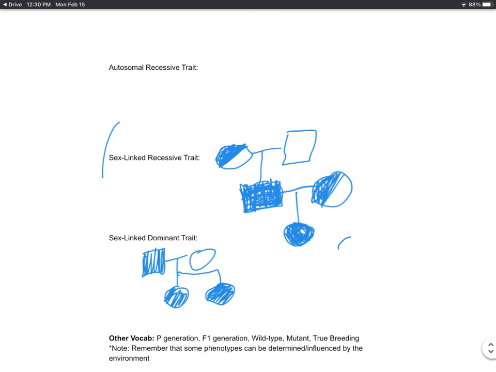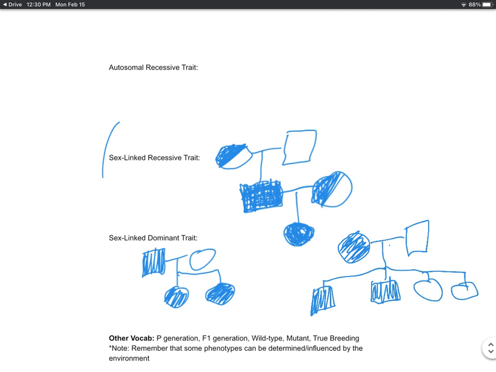Now, if the mother had the trait, it would depend on if she was heterozygous or not. If she was homozygous, we would expect that all of her sons would have the trait, and half of her daughters. If she was heterozygous, we would expect that half of her sons would have the trait, and again, half of her daughters.